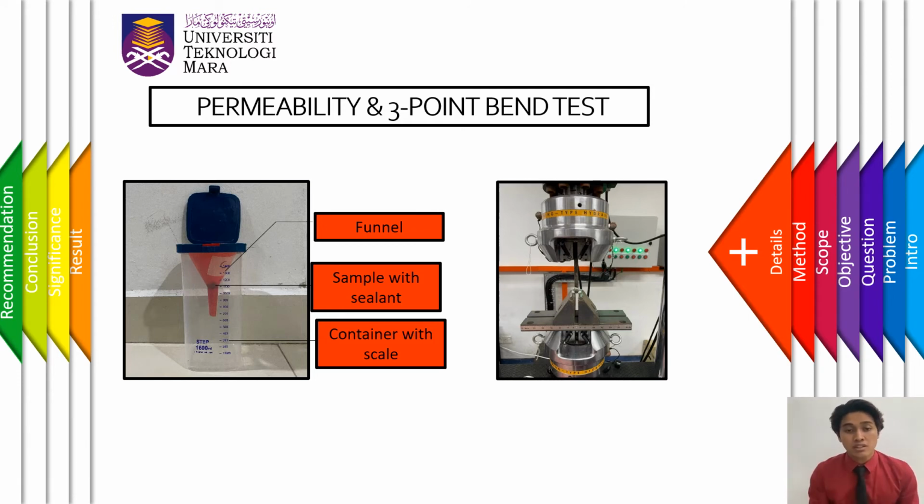The figure on the right is the universal testing machine that was used for the 3-point bend test. The jig alignment was first checked to ensure the load acts directly on the samples. Both ends of the specimens were marked first to prevent misalignment, and the test rate was set to 0.5 mm per minute with a bending span of 38 mm. The maximum stress of each sample was calculated and recorded.